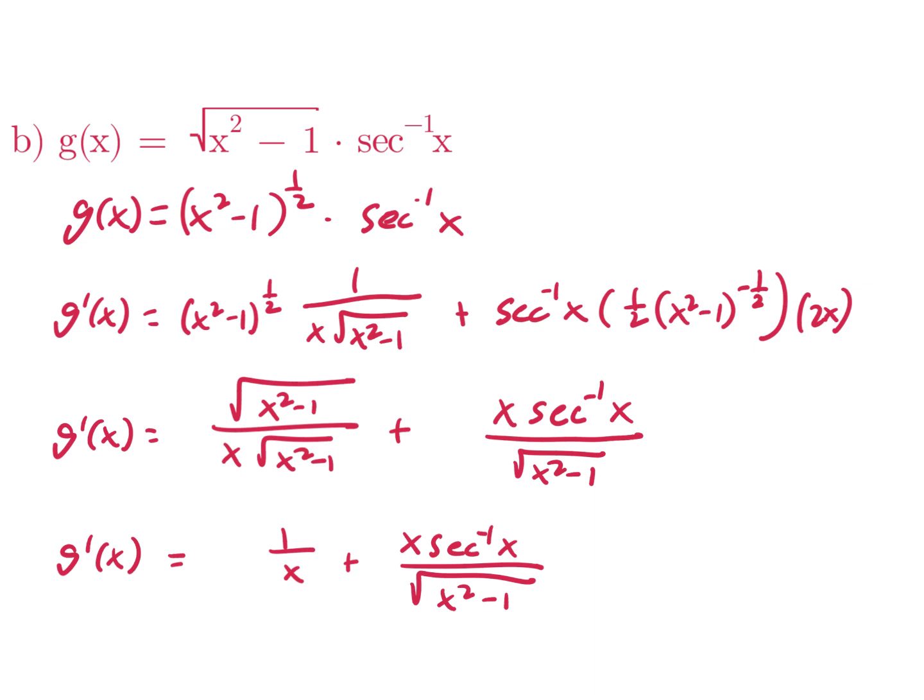Could I add those together and get a common denominator and that kind of thing? Sure. Is that going to be better than this? I don't think so. We would have this on top plus x squared arc secant x all on top, and then on the bottom have x root x squared minus 1 on the bottom.